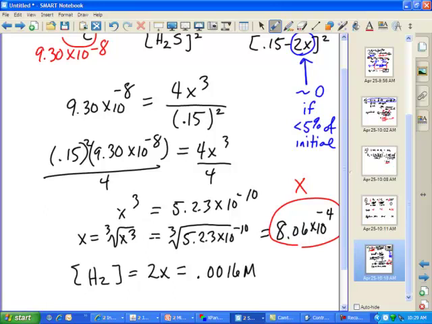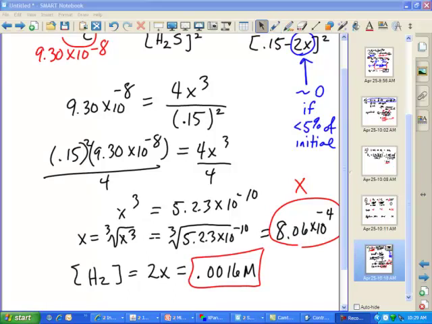End of story, you're done. But you have to do a 5% check on the x, which means this value, I checked it to see that it was in fact under 5% of 0.15. And that's how I know I can approximate. So there's your answer right there, and I've pretty much just now gone over everything there needs to be gone over for you to be successful with this set of problems. I'm stopping.